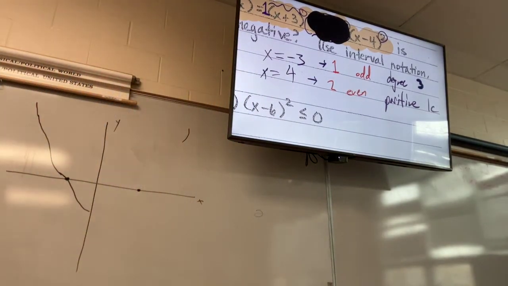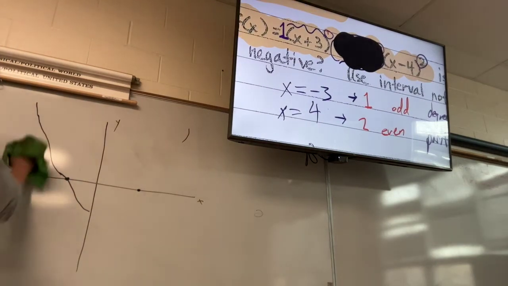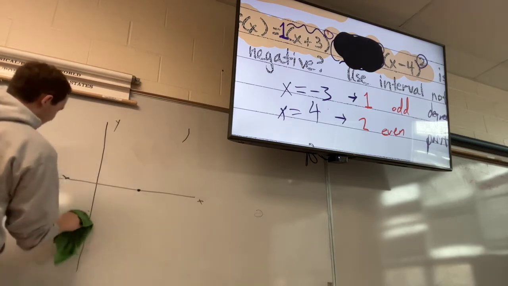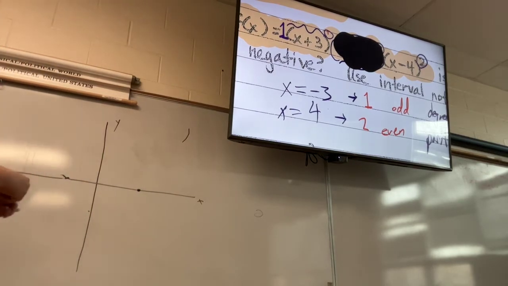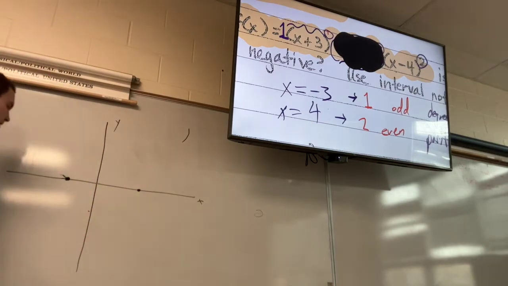I only care about the real zeros here, is what's happening. So I have an odd degree. The zeros are in the same spot. We just got our end behavior wrong.